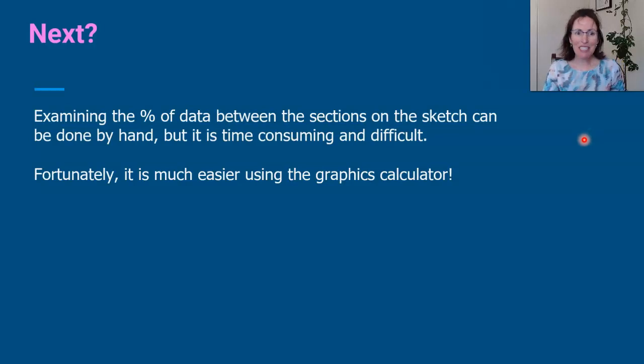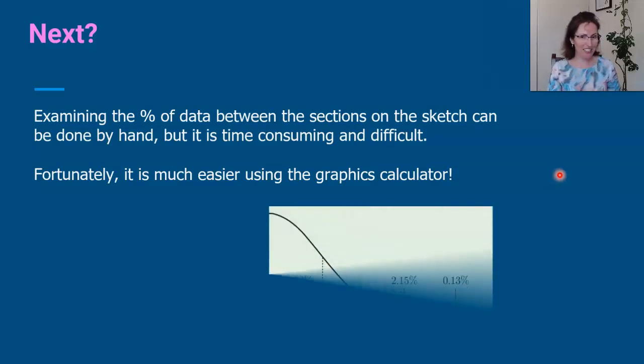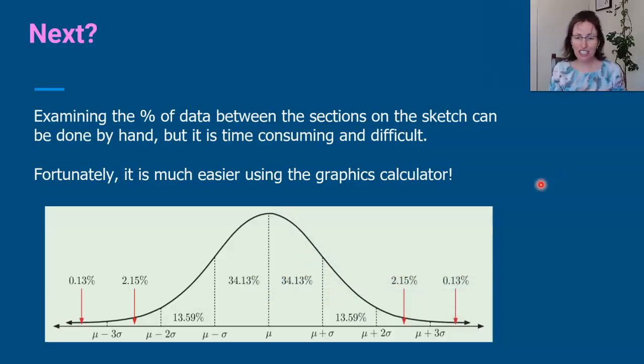So examining the percentage of data between the sections of a sketch can be done by hand, but it's really time consuming. Conveniently, our graphics calculator does that for us. So we're exploring times when it doesn't lie exactly on one of those standard deviations. Little refresher, here is the normal distribution curve and how it's symmetrical around the mean, mu, and these are the percentages. If you haven't watched the video on this section, please make sure you go back and do that.